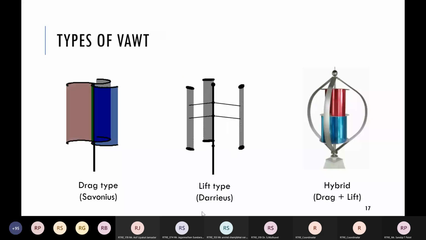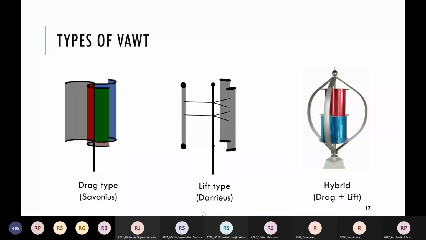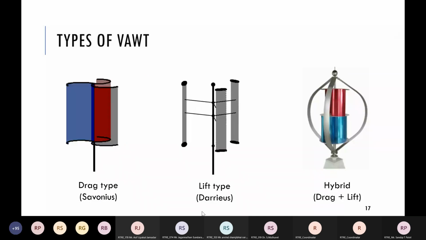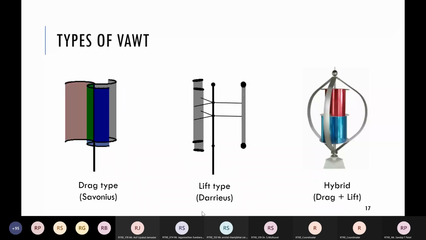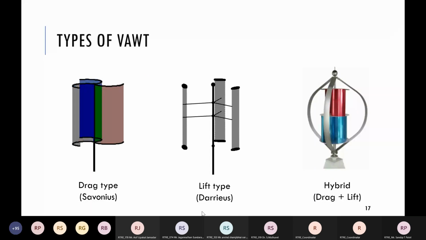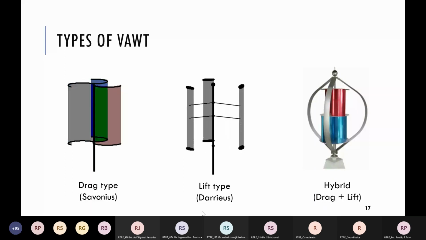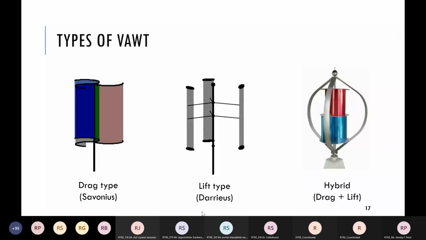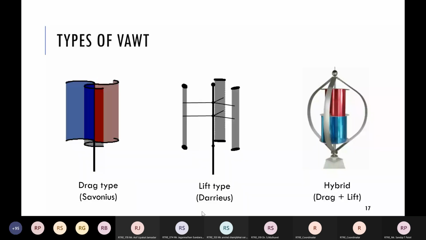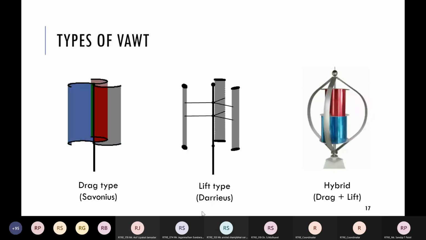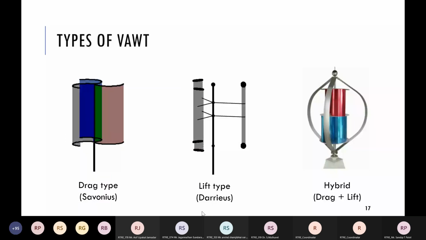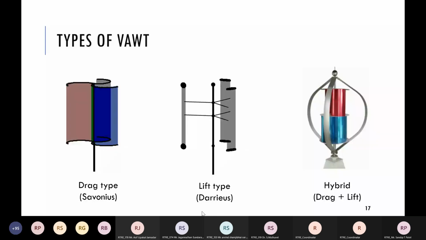Okay, so the Savonius turbine is basically a drag type. Why do we call it drag type? Because the main driving force for this turbine is drag force. The principle of moving the turbine for Savonius is drag force, while for the Darrieus turbine it is lift force. So that's why we can categorize it as a lift type.